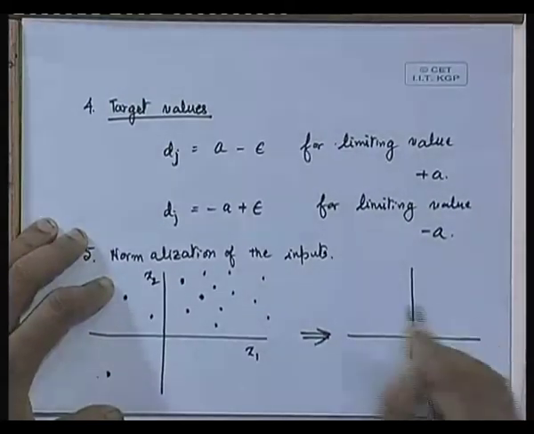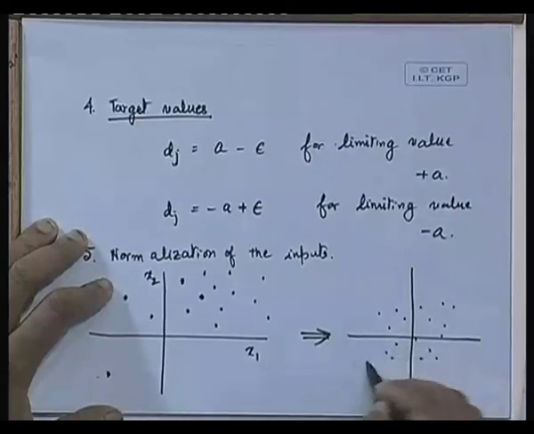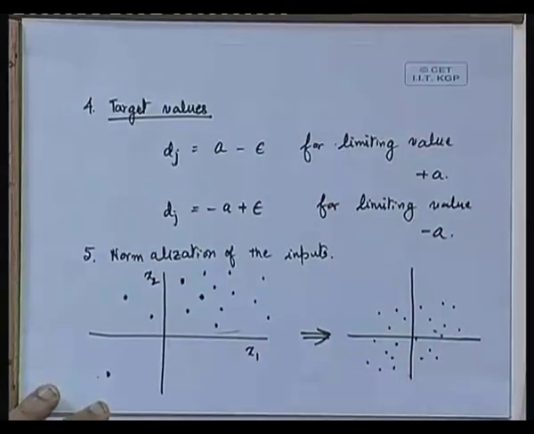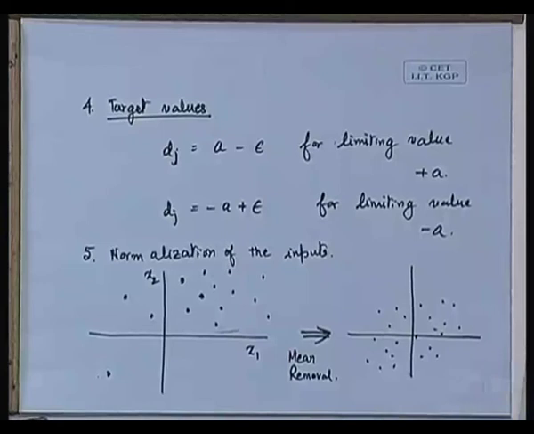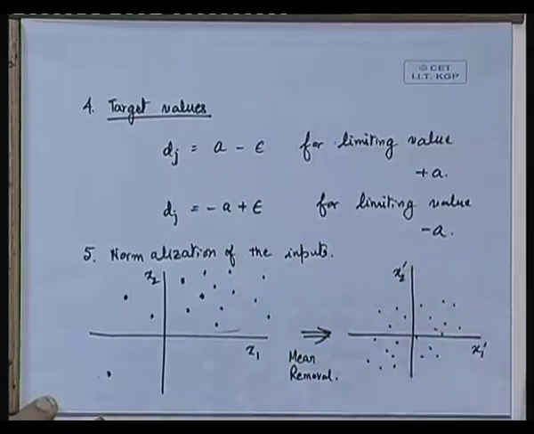So what we can have is that the picture in this case may look something like this. Whatever was restricted to the first quadrant alone may now look like this. So this is the process of mean removal, and in the process of mean removal we are actually altering the input space. We cannot call the input space the x1 x2 space anymore. We have to call it a new space, x1 prime x2 prime, right.